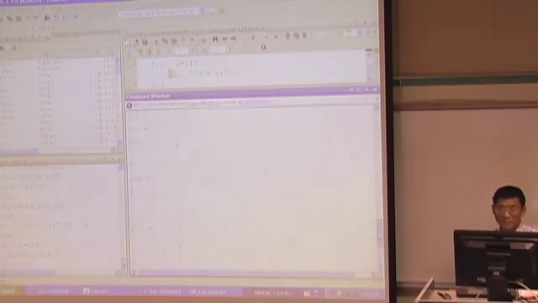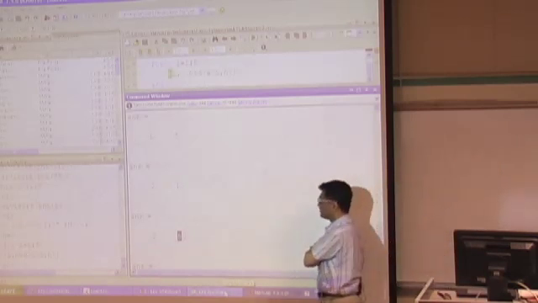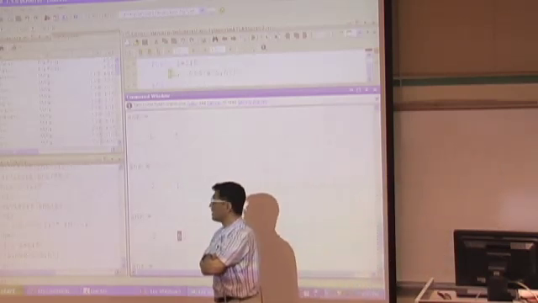First of all, 5 to the power of 1 is 5. 5 to the power of 2 is what? 1. 5 to the power of 3 is what? 5. Do you see it? So in this case, do we get the primitive root or not?